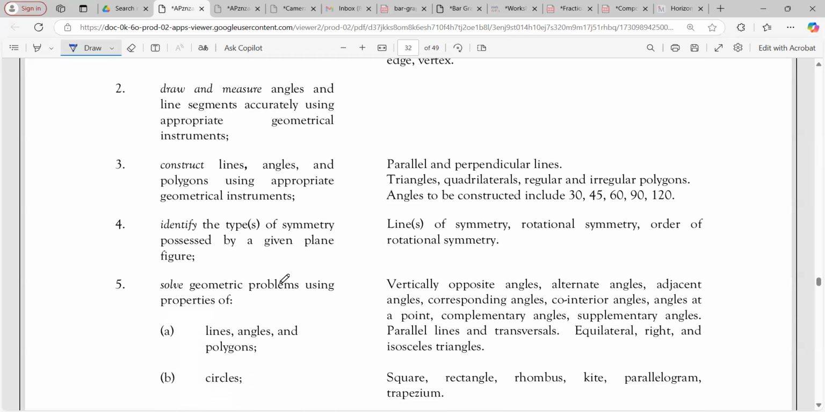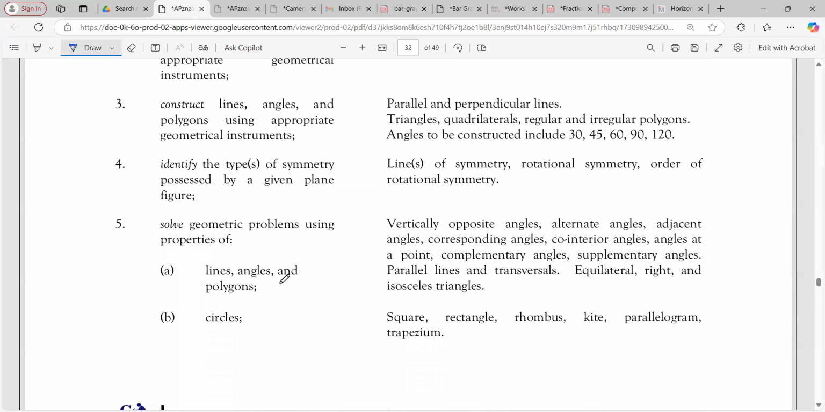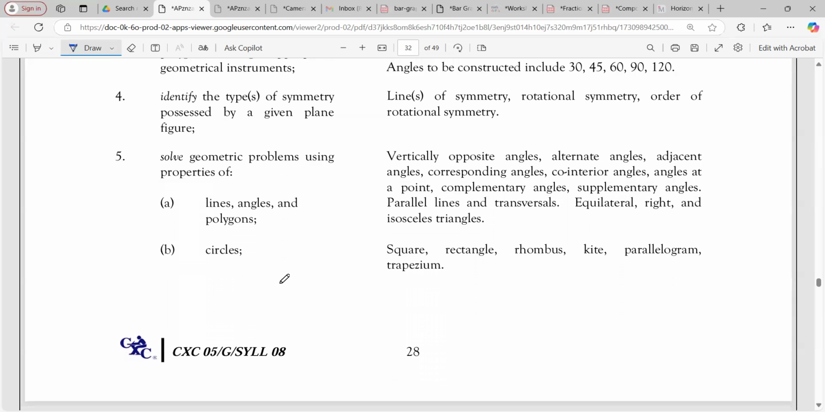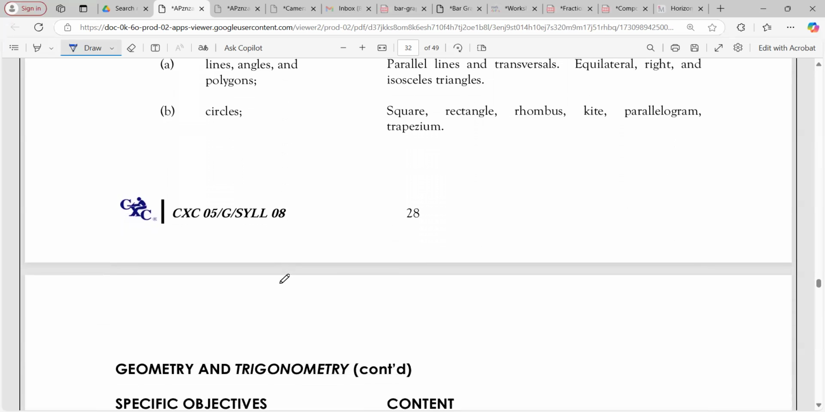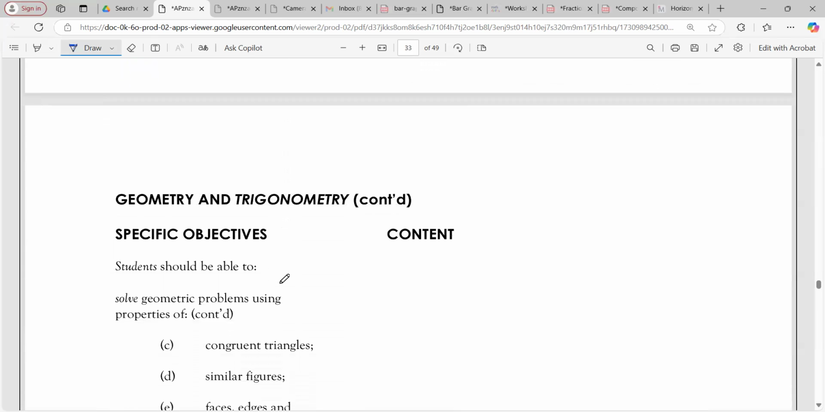Identify types of symmetry, like line symmetry, rotational symmetry, order of rotational symmetry. Solve geometric problems using properties. It's a lot. So you guys can read for yourself. Square, rectangle, rhombus, kite, trapezium.